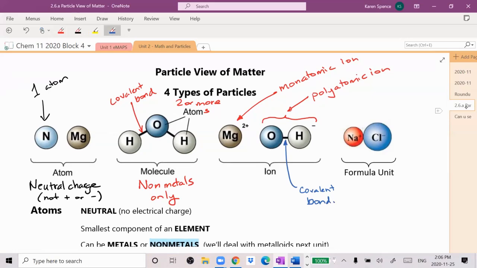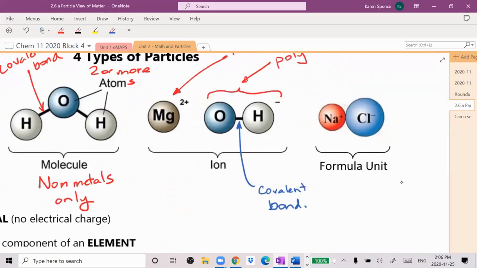The newest one is called a formula unit. You've probably not heard of that before, but a formula unit is made of a positive ion and a negative ion together, because positive ions can't actually exist on their own.